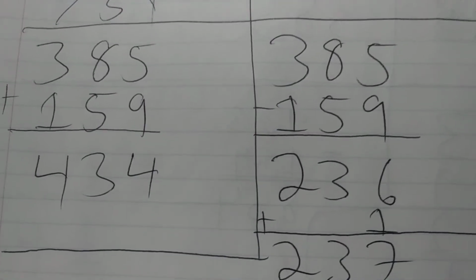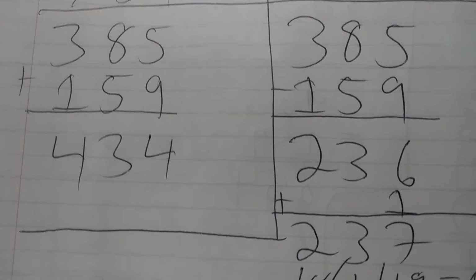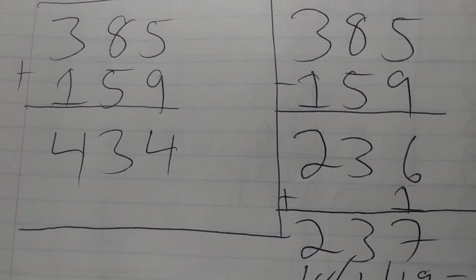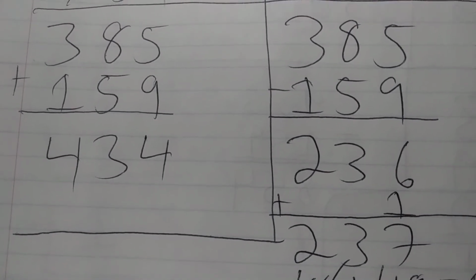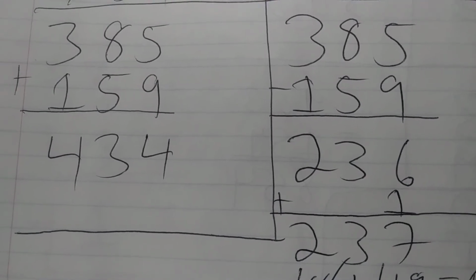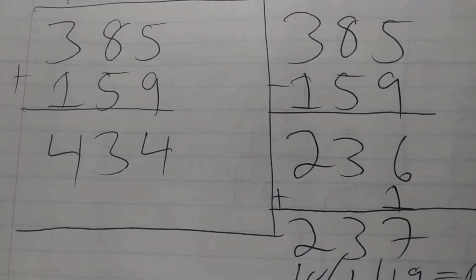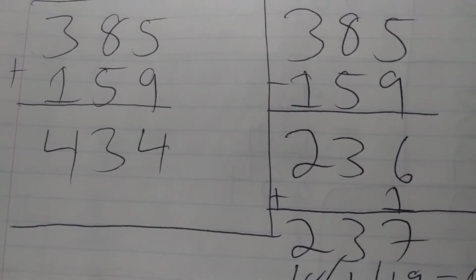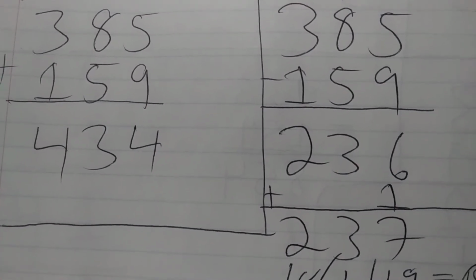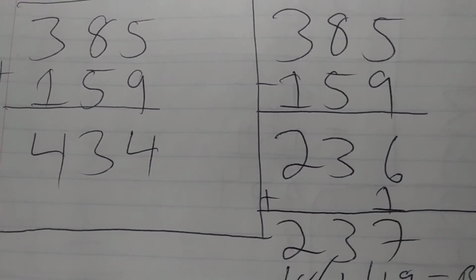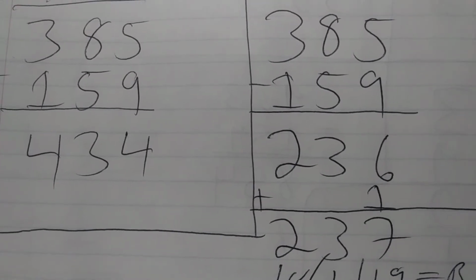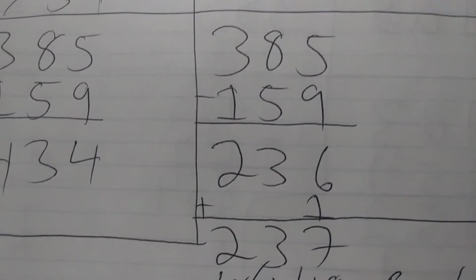Okay, so on this part, you do have the 385 from the prior page. 385 plus 159, so 3 plus 1 is 4. 8 plus 5 is 13, or 3. 5 plus 9 is 14, or 4. 434 did not hit in the next 7 days.